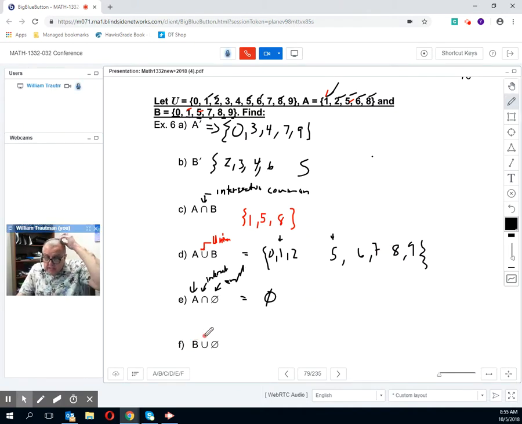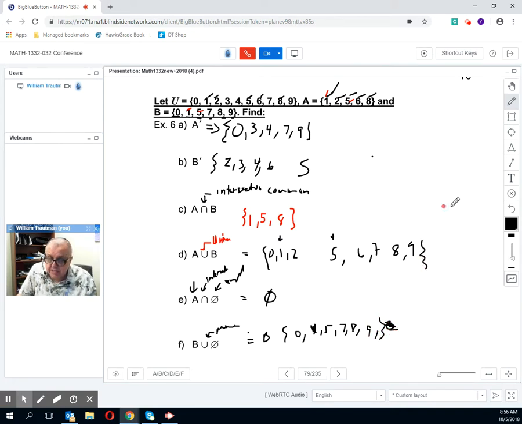If I have B union the empty set, B union is a marriage. So the set for B union empty set would be the same thing as B. If it's B, 0, 1, 5, 7, 8, 9, and it's a union with the empty set, I don't know if we put an empty set in here. I'm going to say no, we don't, because we can take everything out and call it the empty set.